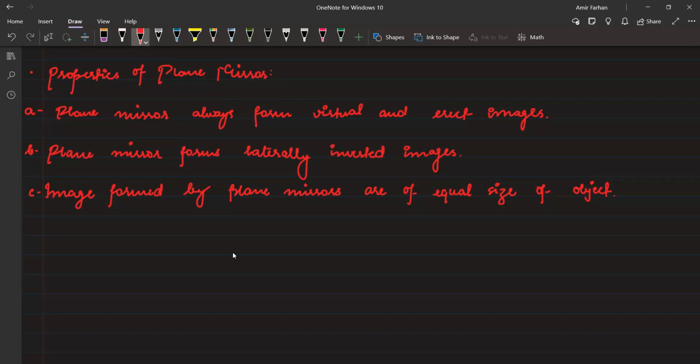Any doubt? Is it because of lighting or what makes it bigger? That is the property of a plane mirror. I will tell you by ray diagrams in the next class, that is tomorrow. By ray diagram, you will observe why it forms equal size images.